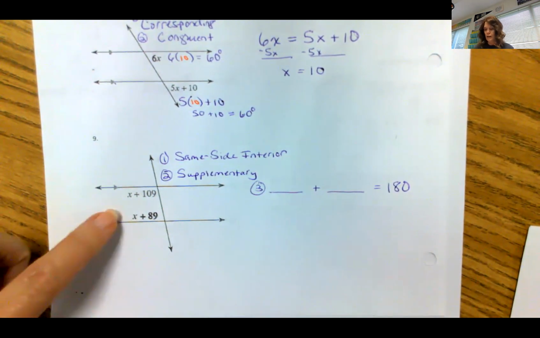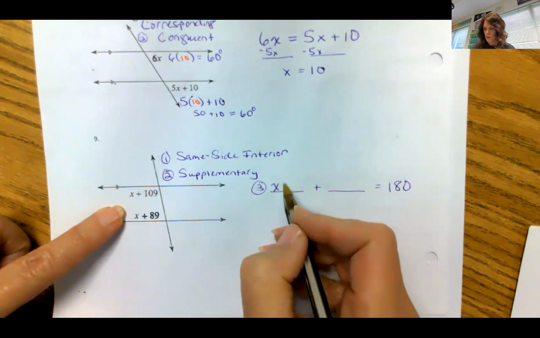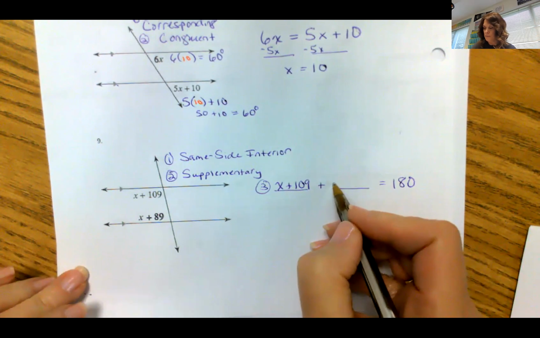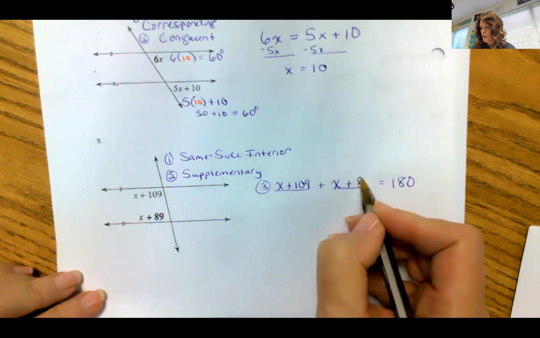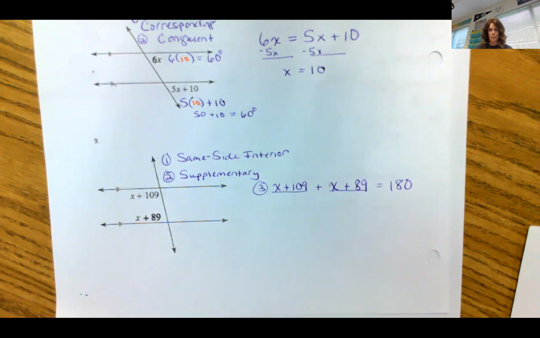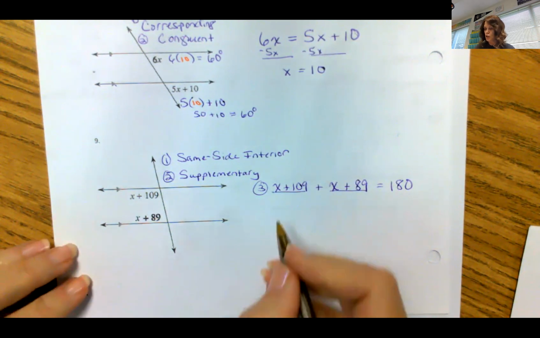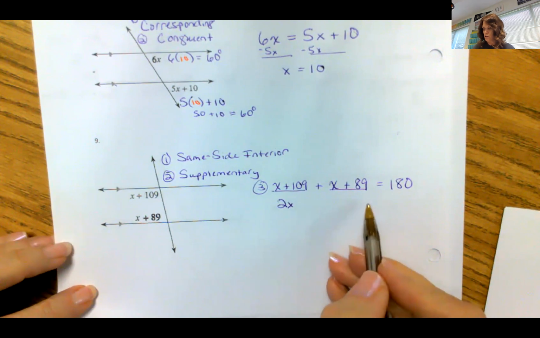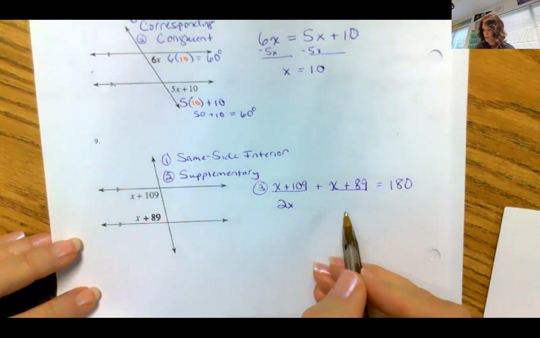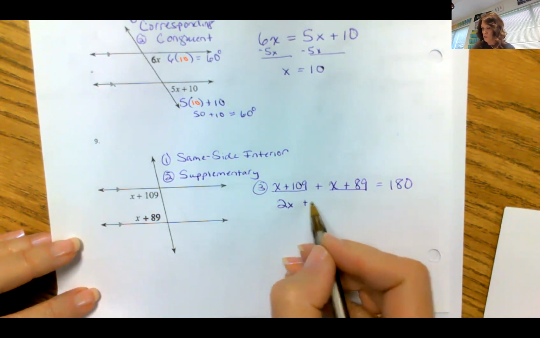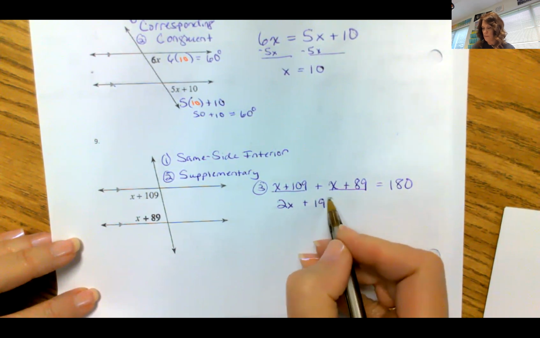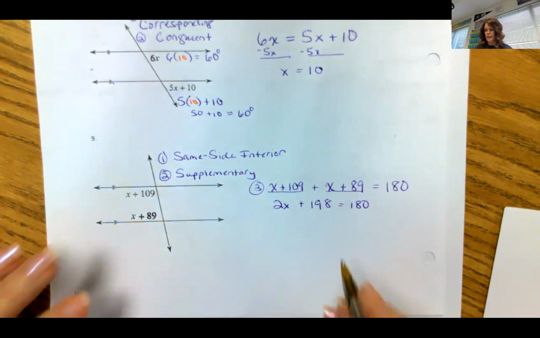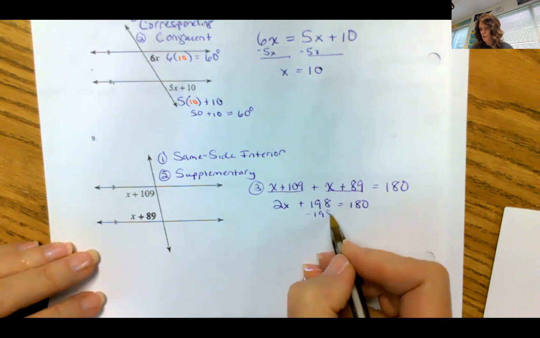One of my angles is x plus 109, and the other one is x plus 89. Before I solve equations, I simplify them, so I'm going to combine my like terms: 2x and 198. Now I'm going to solve by subtracting 198 from both sides.